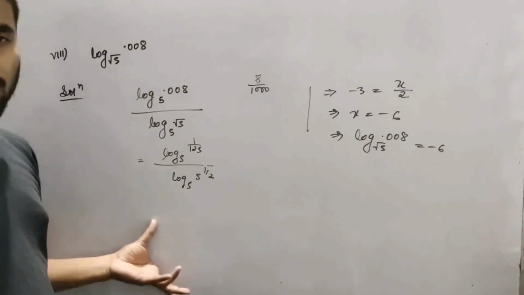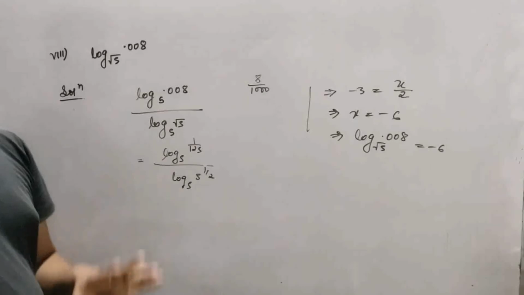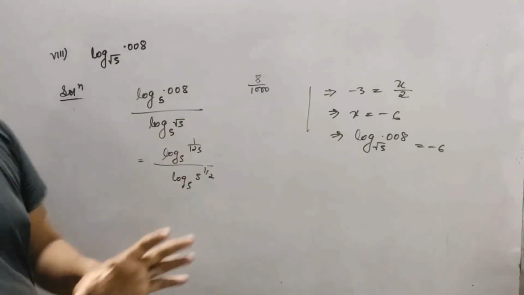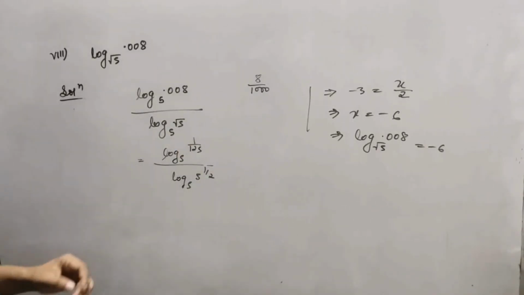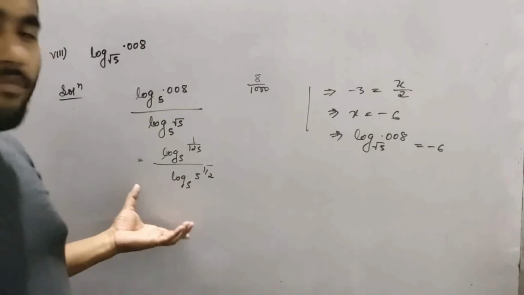If you want, you can do it this way also. I think you can proceed further. This one you write as 1 by 5 cube, then 5 to the power minus 3. So you will get the same answer, minus 6. Try by this method. If you want to do in this method, you do it and show me by this method also.